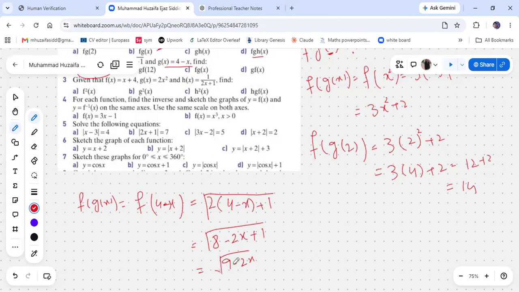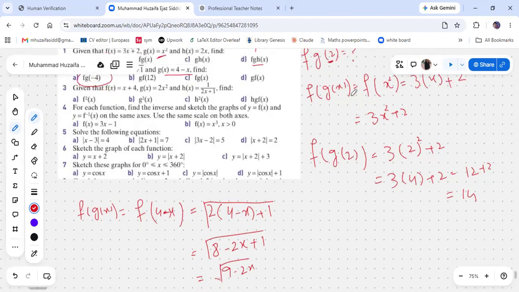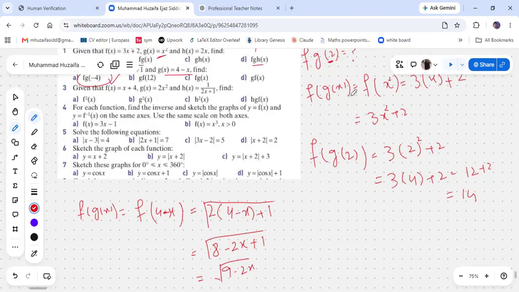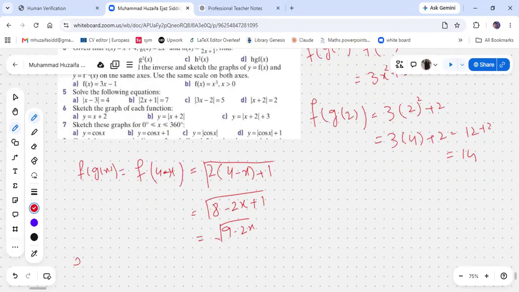Check it here. We are replacing x with -4. Why? Because our question demands it. So this is f into g of -4. So this is the under root of 9 minus 2 into -4, where I am replacing x with -4, because it's our question demand.